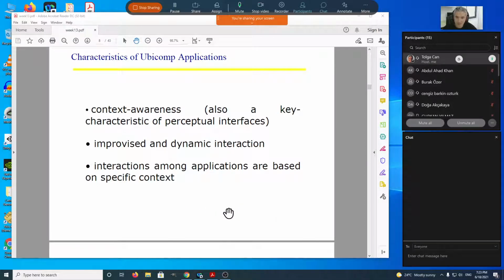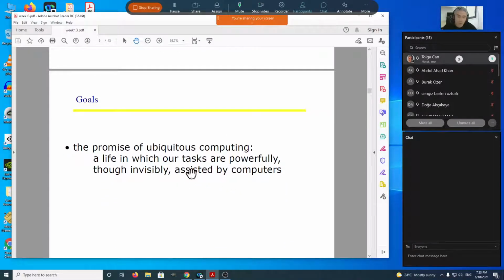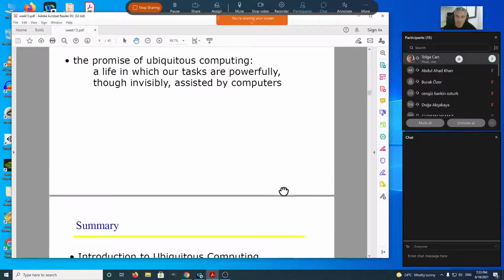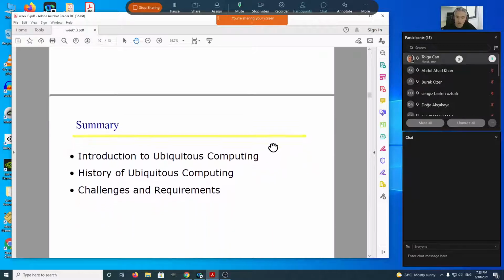Sorry about that. So the goal of ubiquitous computing is to make the life of users easier. As I said, the technology itself shouldn't be in the focus. It should be a guide, a helper, an assistant. We want to make our life invisibly better assisted by computers. That's the goal of ubiquitous computing.